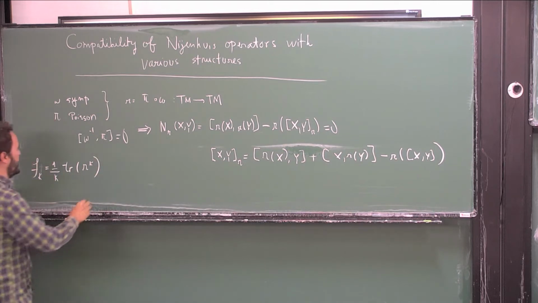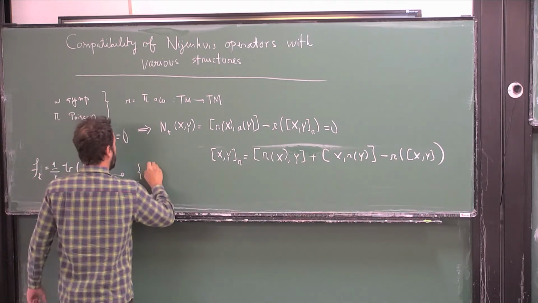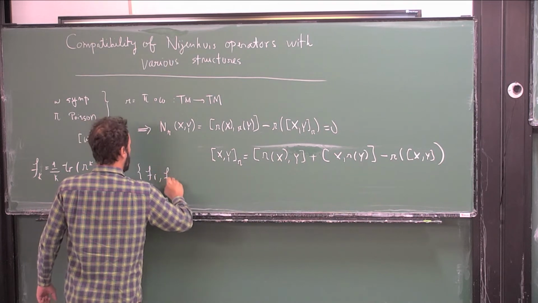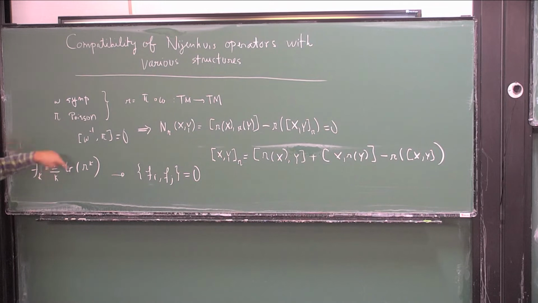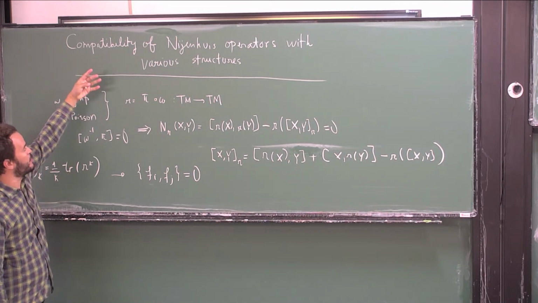And you can prove that these functions Poisson commute with each other. So many completely integrable systems arise in this way.